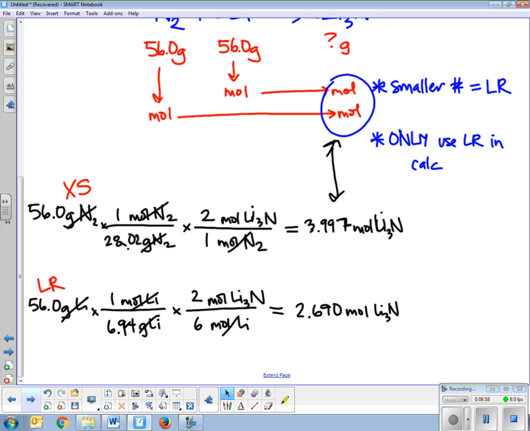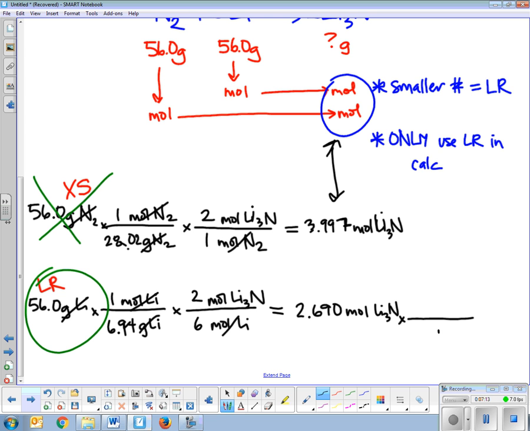So we can only use the limiting reactant for calculations. So if I asked you to do a different problem, you could not use this to calculate anything. Only this amount. So we have to just finish our problem because it says how many grams. And one more step to do. Moles divide out. Converting to grams. Right, and I add up 3 masses of lithium, so 6.94 times 3, plus the nitrogen is 14.01. And I get 34.83.